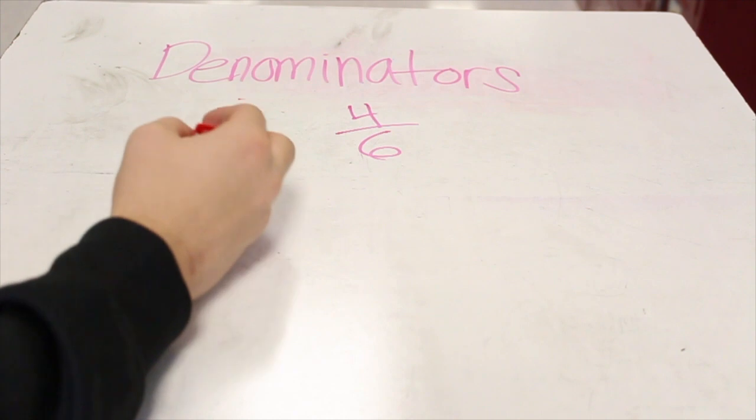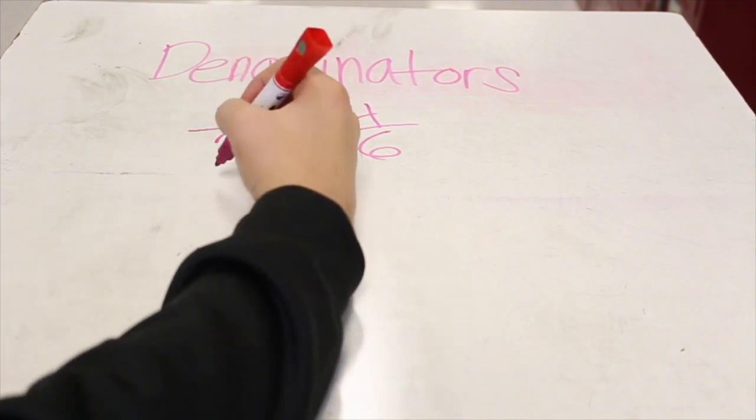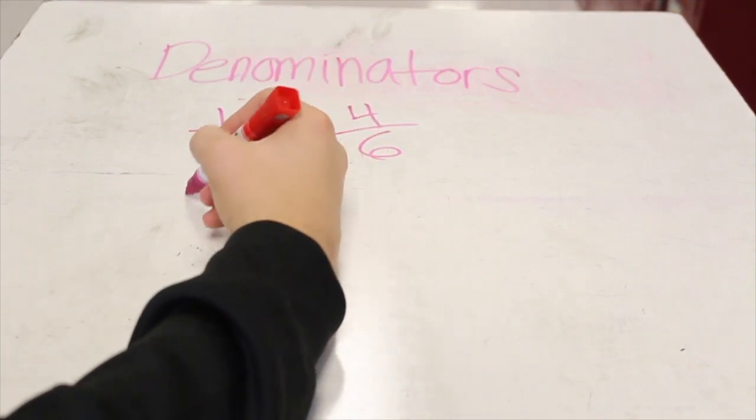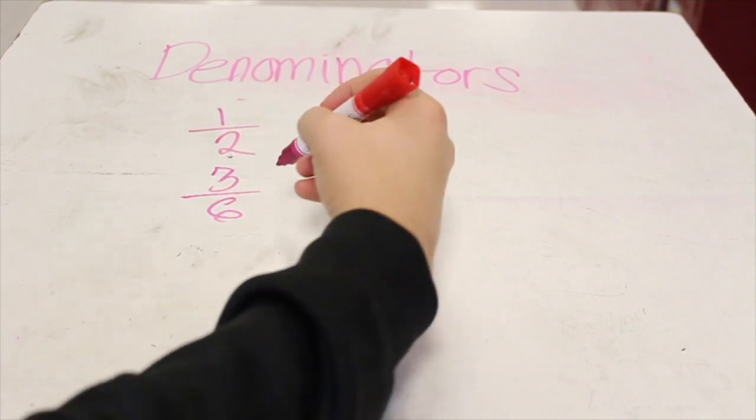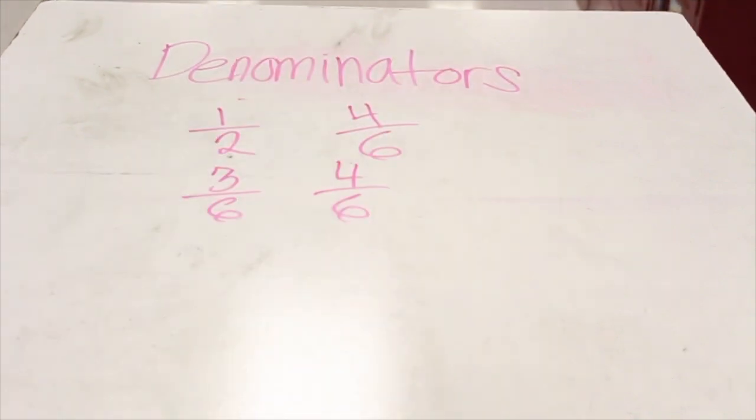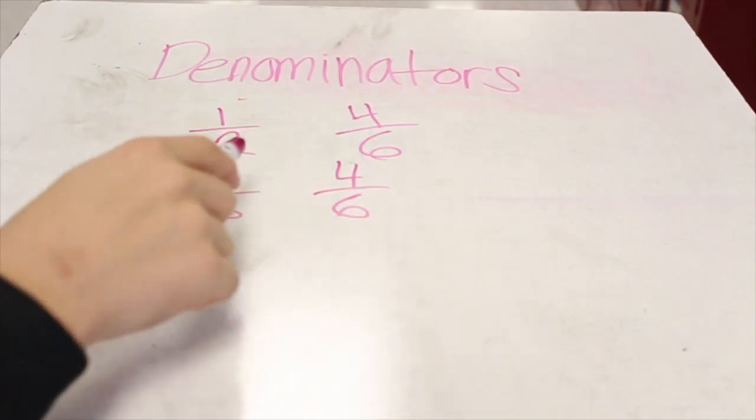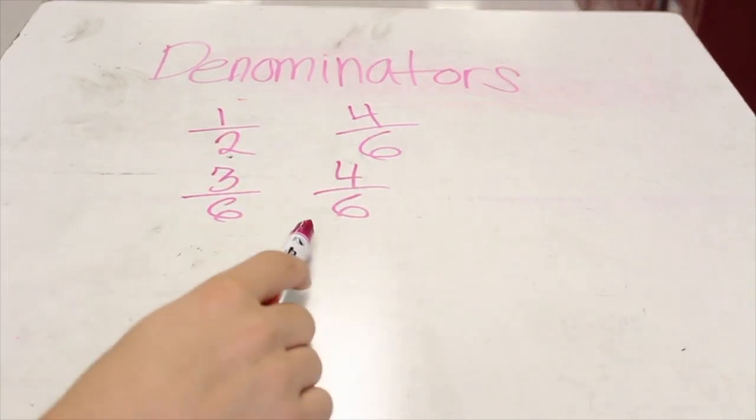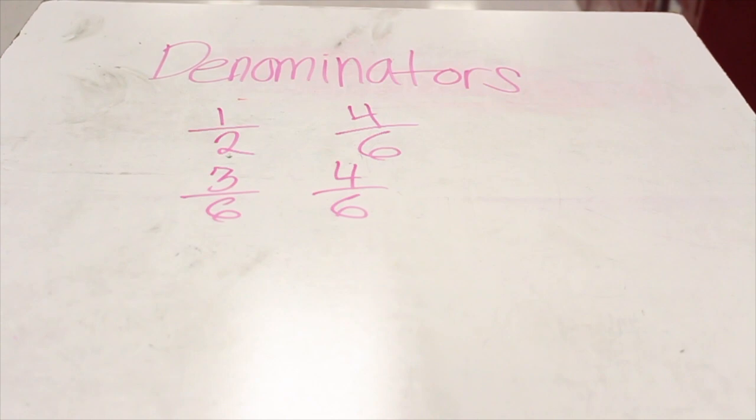So if you multiply 1/2 by 3, you'd get 3/6, and 2/3 by 2 gives 4/6. Now that shows that these two denominators are the same, so now you can add or subtract either fraction.